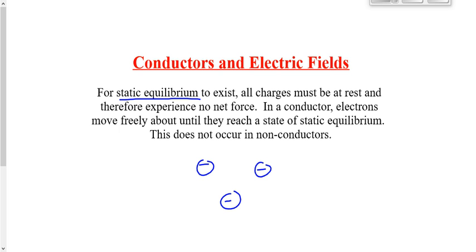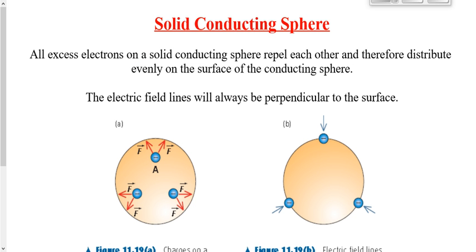So they move around like crazy as these forces of repulsion are trying to balance each other. And then at some point, they do balance each other, and these excess charges become at rest. That's static equilibrium. Now this occurs in conductors because the charges are a lot more free to move about. You don't see this so much in non-conductors or in insulators. I want to take a look at a few specific shapes and what the state of static equilibrium will look like in these different shapes.